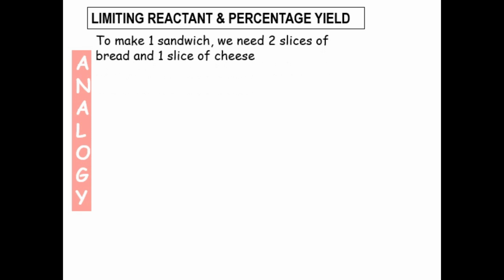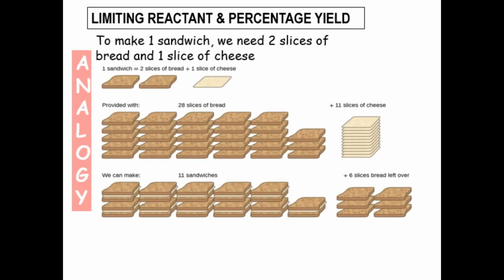Look at this analogy. To make one sandwich, we need 2 slices of bread and 1 slice of cheese, like the figure below. Now, provided with 28 slices of bread and 11 slices of cheese. So, how many sandwiches can we make? Thus, we can make 11 sandwiches and there are 6 slices of bread left over.